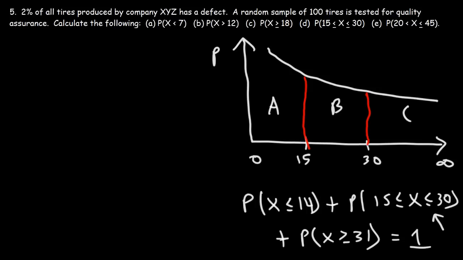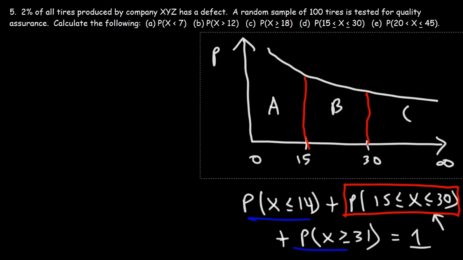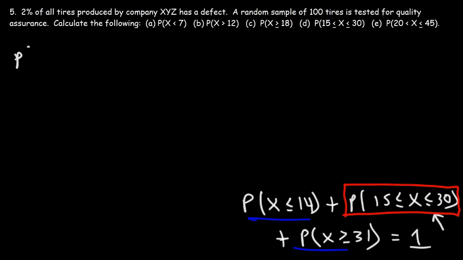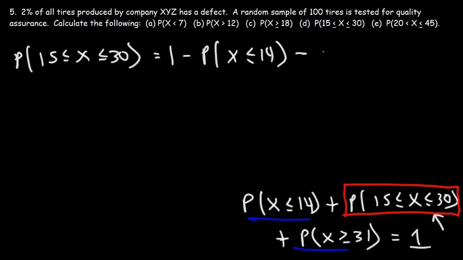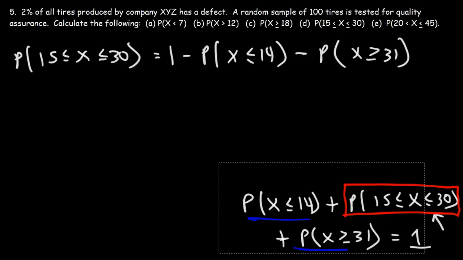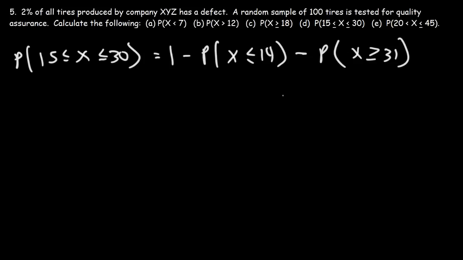So let's rearrange the equation to solve for this expression, which means these two expressions we need to move to the other side. So I'm going to erase this picture at this point. So we could say that the probability of finding a defective tire from sample 15 to sample 30 is going to be 1 minus p of x is less than 14 minus p x is greater than 31. Now let's get rid of this, and let's focus on calculating these two values first.